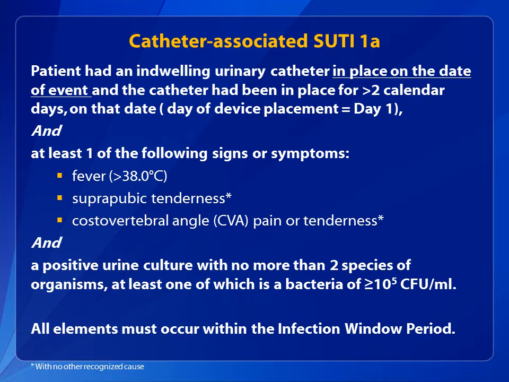This patient must have a positive urine culture with no more than 2 species of organisms, at least one of which is a bacteria of at least 100,000 CFUs per milliliter, and they must have at least one of the following signs or symptoms: fever greater than 38 degrees Celsius, suprapubic tenderness, or costovertebral angle or CVA pain or tenderness. The symptoms of CVA pain or tenderness cannot be due to another recognized cause, such as urologic surgery.